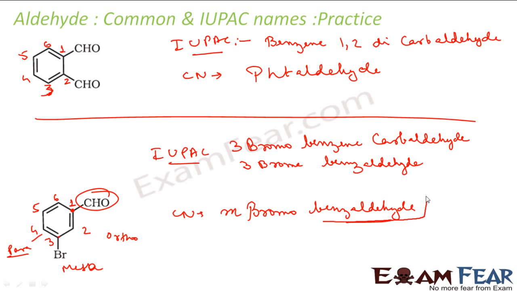But this common name is popularly accepted. If you see in the IUPAC name also we use benzaldehyde because this is pretty accepted name as IUPAC name also. But the actual IUPAC name is benzene carbaldehyde. But since this is so popular, in fact benzaldehyde is also accepted as the IUPAC name.